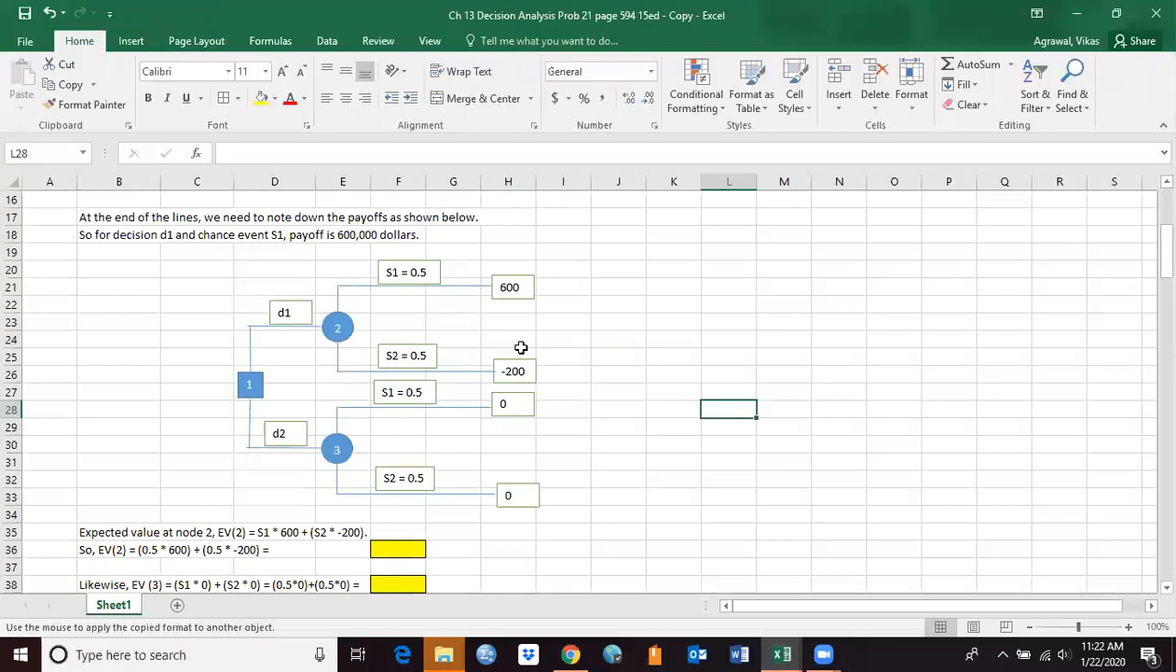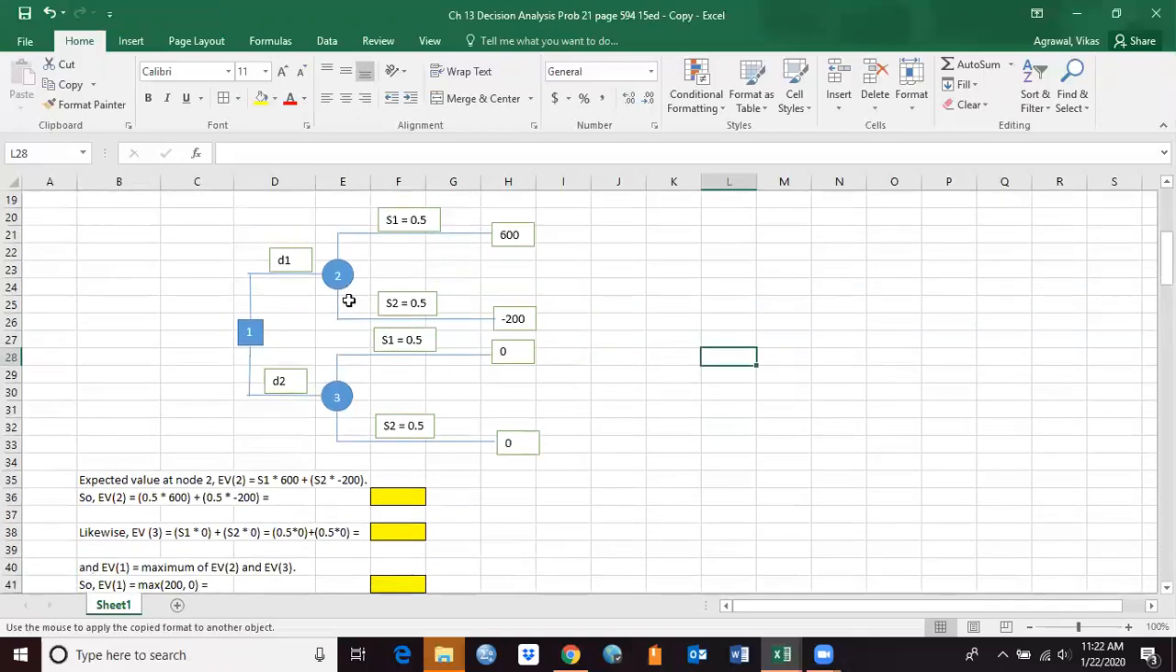So given this diagram here, how can I find the optimal strategy for the investor? So this is what we need to do here. We need to find the expected value for every node here. Okay, so let's see the expected value of 2 here. So how would you find the expected value of 2 here?